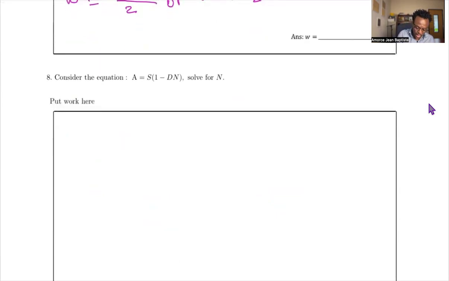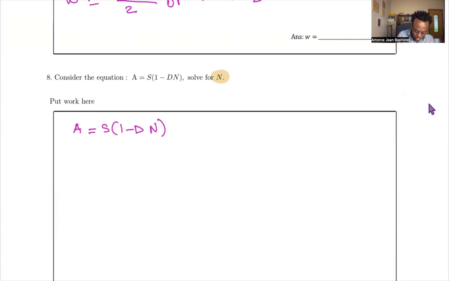Next example here, we have A equals S times 1 minus dn, right? We are solving for n. Why what we're solving for is important here is because sometimes we may need to distribute, we may not. If the variable you're solving for is inside of the parentheses, you must distribute. And if it's on the outside and nowhere on the inside, then you can just keep the parentheses because it helps sometimes. And sometimes you may want to even factor out that variable that you're solving for. And I think the next example may illustrate this.